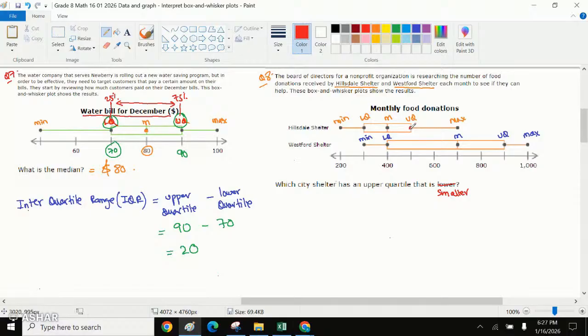The upper quartile for Hillsdale was 500. And what is the upper quartile for Westford? That was 900, right? Do we agree? That was 900. So which city shelter? Hillsdale Shelter has a lower or smaller upper quartile.